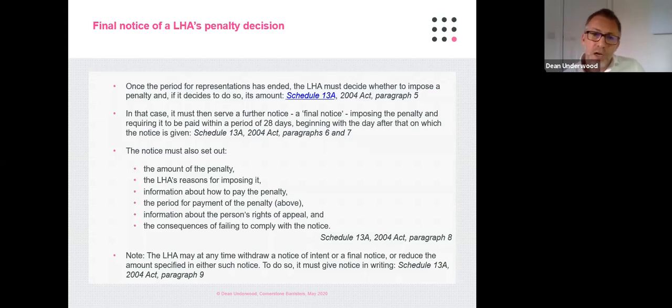Importantly, before we do that, a local housing authority may at any time withdraw either its notice of intent or indeed a final notice, or reduce the amount specified in either such notice. And to do that, it gives notice in writing. And that gives local housing authorities a degree of flexibility. Flexibility to, for example, respond appropriately to representations made in response to a notice of intent, or indeed to new circumstances that come to light after it has served final notice of its decision to impose a penalty, for example, mitigating circumstances, which might justify a reduction in the amount of the penalty. So an important power under paragraph 9 of Schedule 13A.